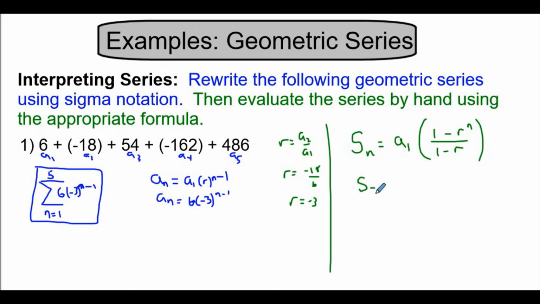So S of 5, right, there are 5 terms being added up, would be 6 times 1 minus, in parentheses, -3 to the n. The n is the number of terms you're adding, which is 5 terms, divided by 1 minus parentheses r, which is -3. Please make sure you add these parentheses. If you don't, the negatives will cancel, but you can't combine that base with the negative because it doesn't have the same exponent. You've got to be careful.